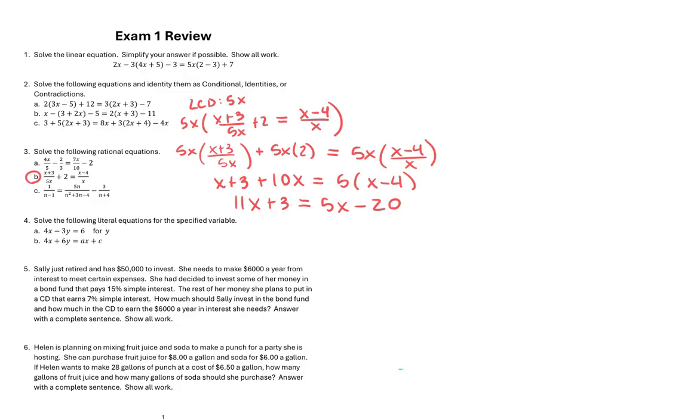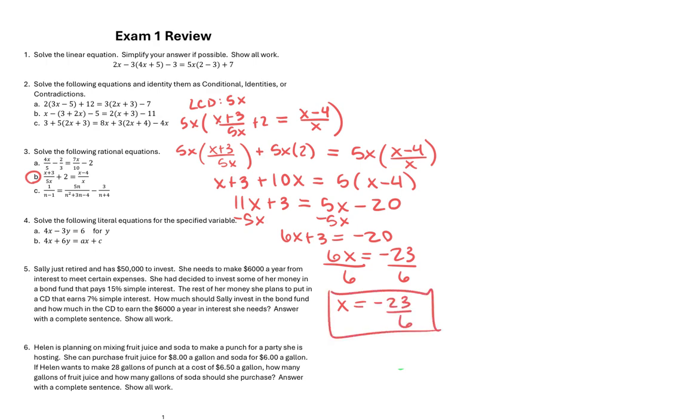All right. So now I just need to subtract 5x from both sides. So then I'll have 6x plus 3 equals negative 20. Then I'll subtract 3 from both sides so that I get 6x equals negative 23. My last step is to divide both sides by 6. So then I get that x equals negative 23 over 6. Perfect.